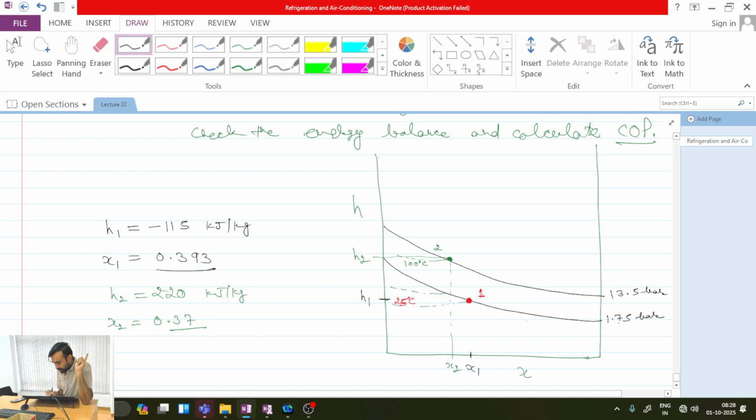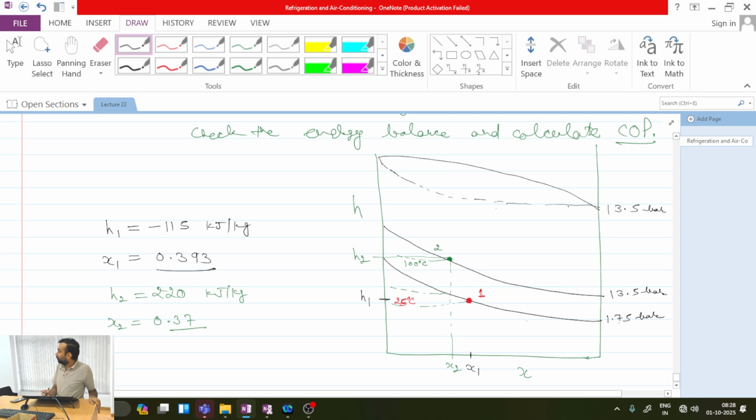First, I need to refer to the saturated vapor line with pressure of 13.5 bar. Then, I also need to refer to the equilibrium construction line corresponding to 13.5 bar. Correct? Anyone is having any doubt? After the equilibrium construction line, I need to obtain the 100 degrees Celsius temperature on this.